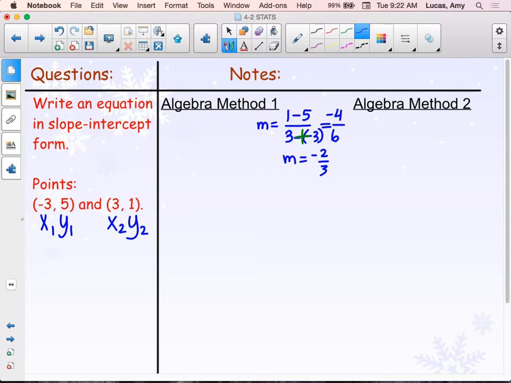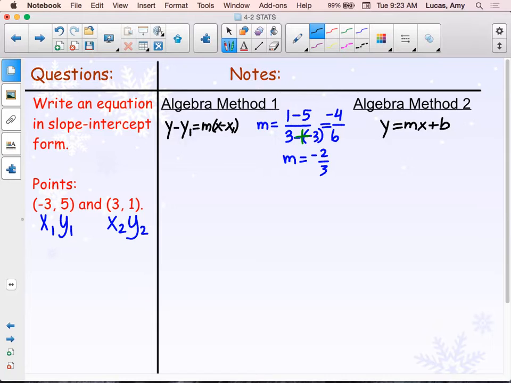Now I'm going to show you how to use our point slope method to write the equation, and then our slope-intercept method to write the equation. So 2 completely different methods that you can use. So choose whichever one you like better. And just go with it. So 2 completely different methods that will give us the same answer.